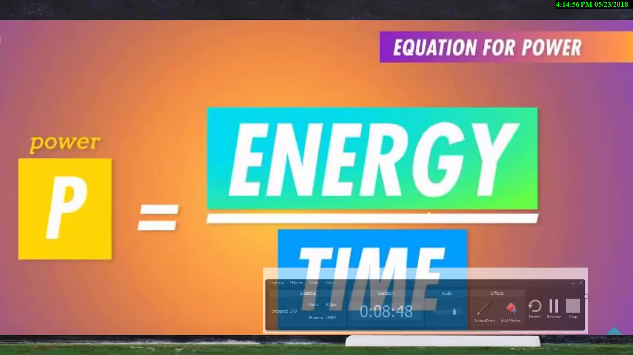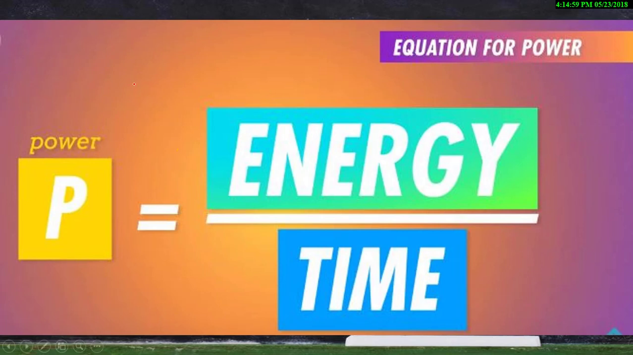పవర్. Now coming to power, the general formula for power is work done by time. Power is work done by time, or work done is already also expressed as energy. So power is nothing but energy by time. Okay, power is nothing but energy by time.